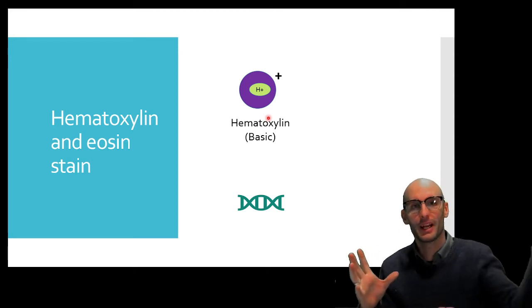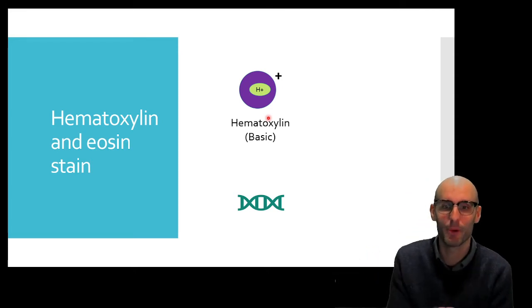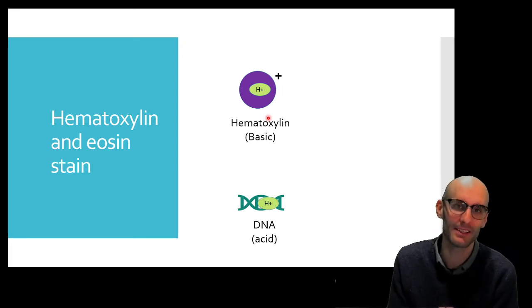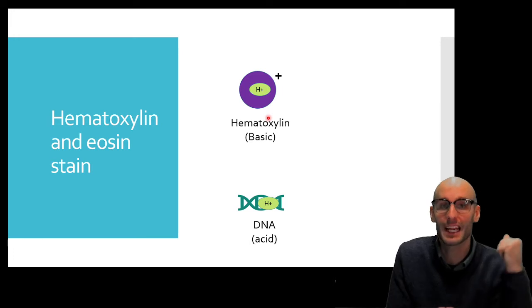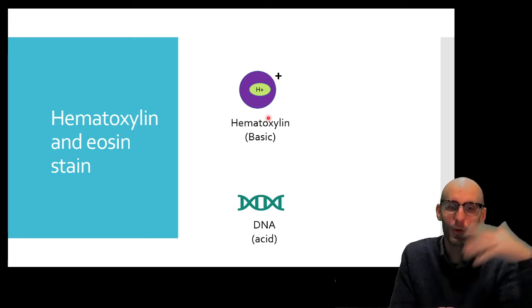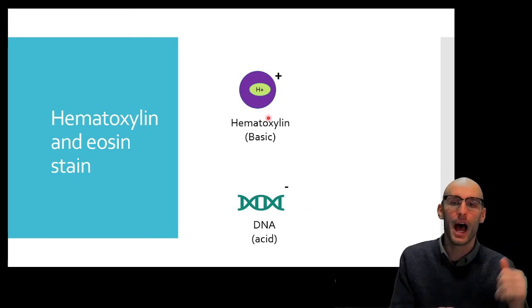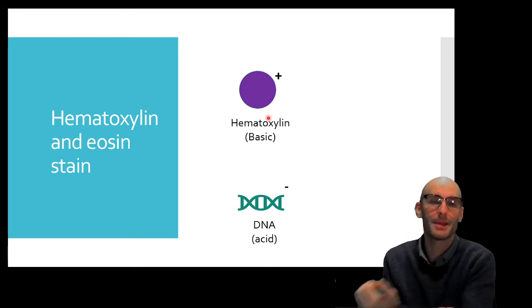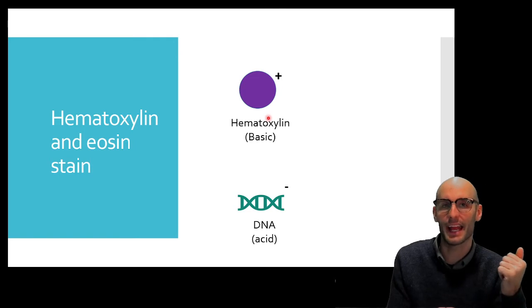It was neutral. It accepts the H+ ion. Now it's positive. DNA acids are the opposite. They donate H+ ions. So when it gives off its H+ ion to the watery solution, it now becomes negatively charged. And now you can see you've got a positively charged hematoxylin and a negatively charged DNA acid.